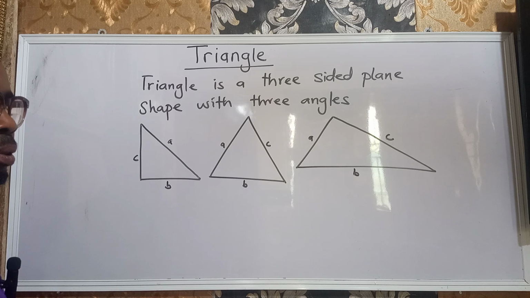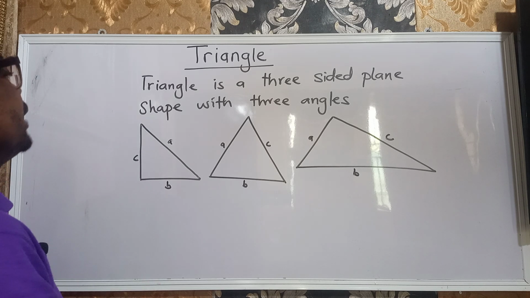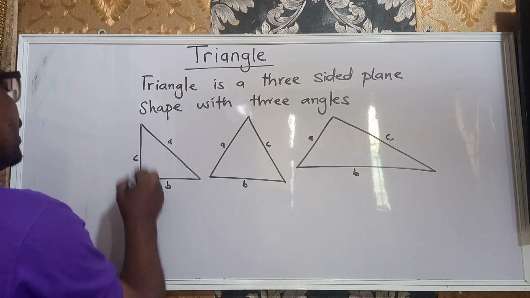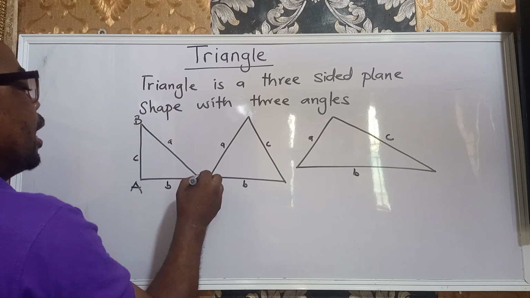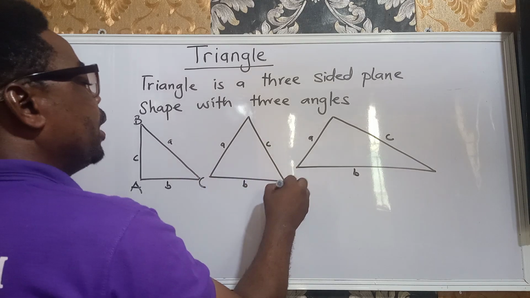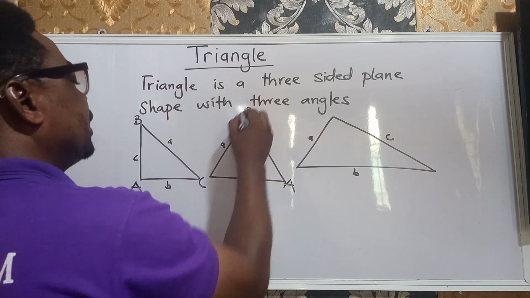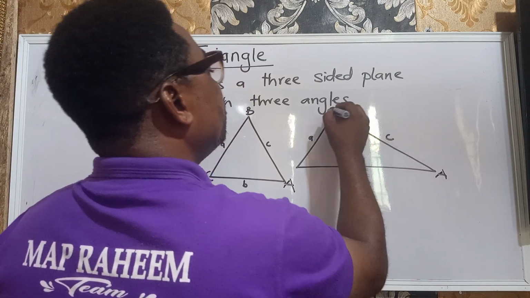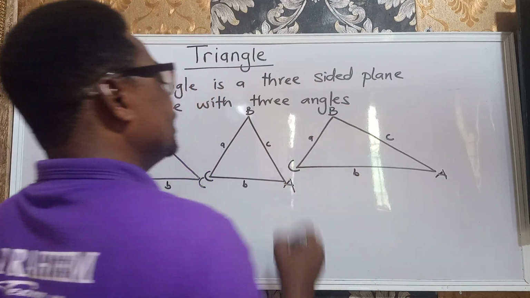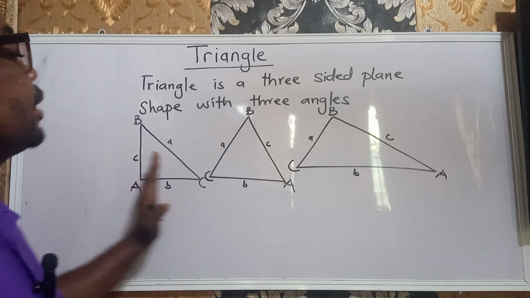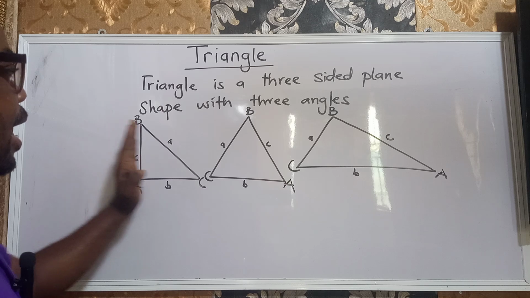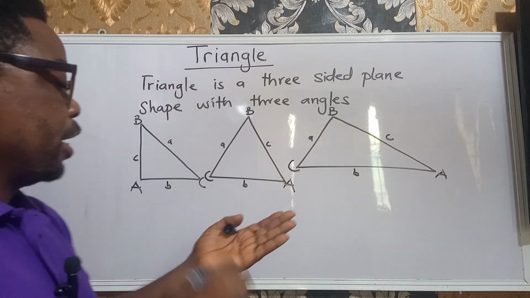Now, we said with three angles. Look at this. This is angle A, angle B, angle C. So these are examples of a triangle.